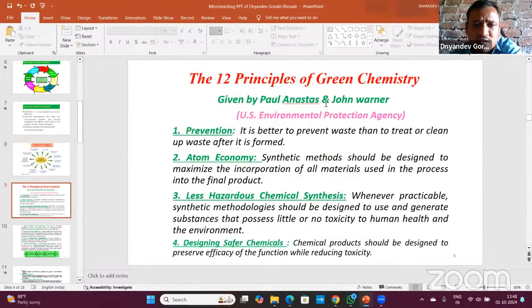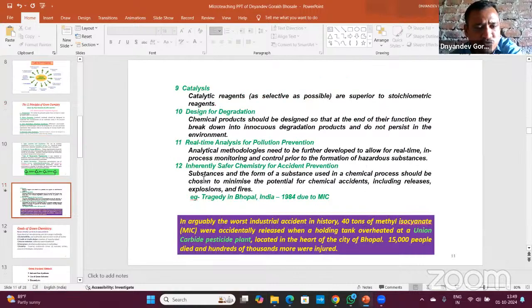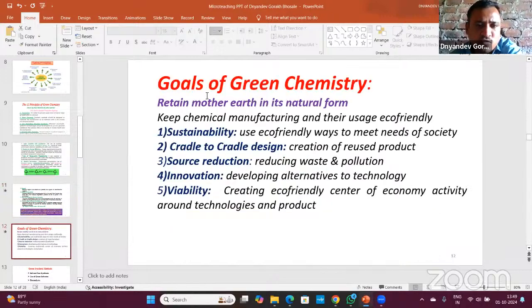So with these principles, again with respect to the examples, I would like to tell the students how we should go about these types of principles. Then these are some goals of green chemistry: to retain the mother earth in its natural form. We should keep the sustainability, cater to the creation of reused products, source reduction, innovation, and viability, that is creating an eco-friendly center for the atom.